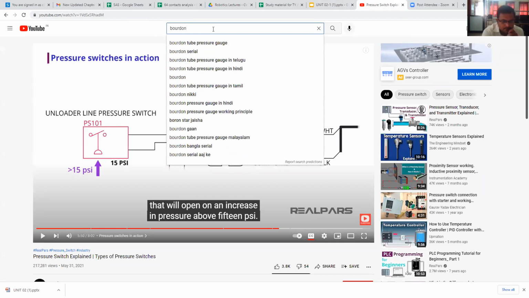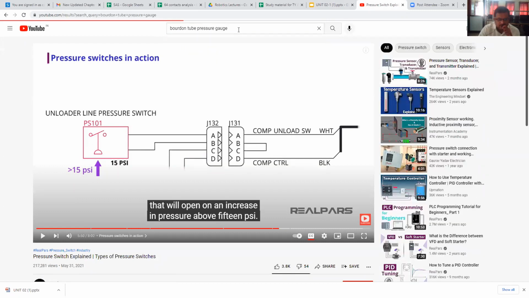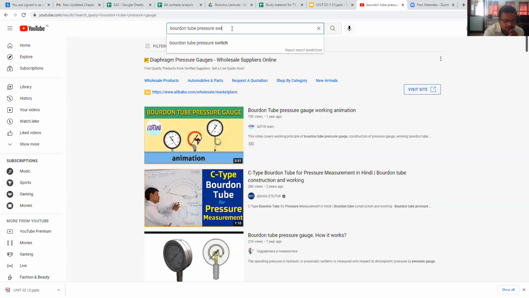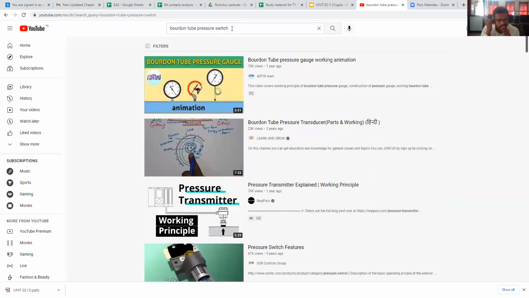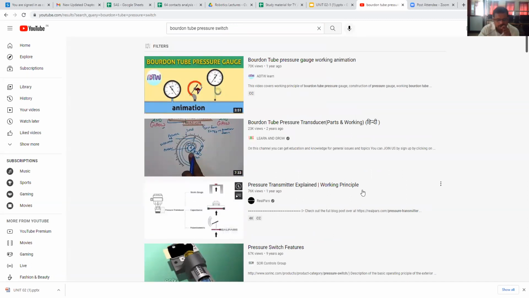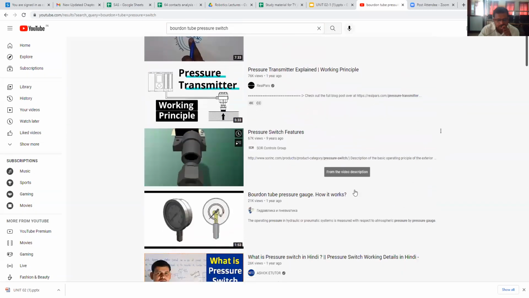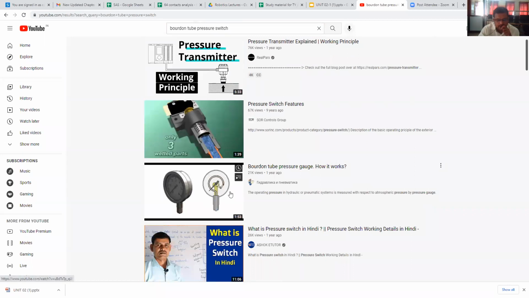Bourdon tube gauge means pressure switch. We will see this small video.